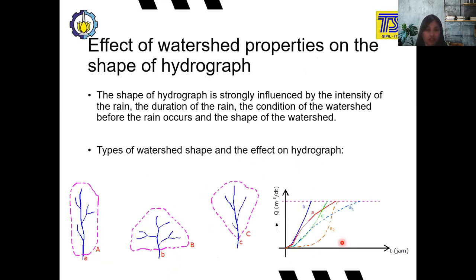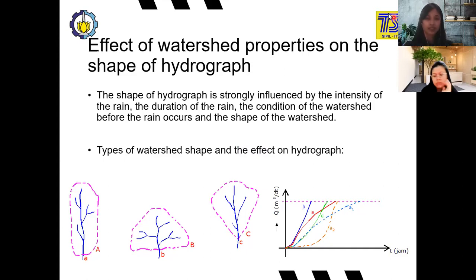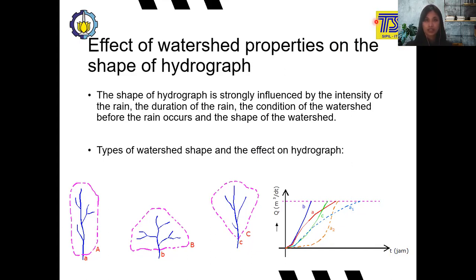So what is the effect of watershed properties on the shape of hydrograph? As I mentioned earlier, there are many types of hydrograph shape and watershed properties. So the effect of these watershed properties on the shape of hydrograph: the shape of hydrograph is strongly influenced by the intensity of the rain, the duration of the rain, and the condition of the watershed before rain occurs.